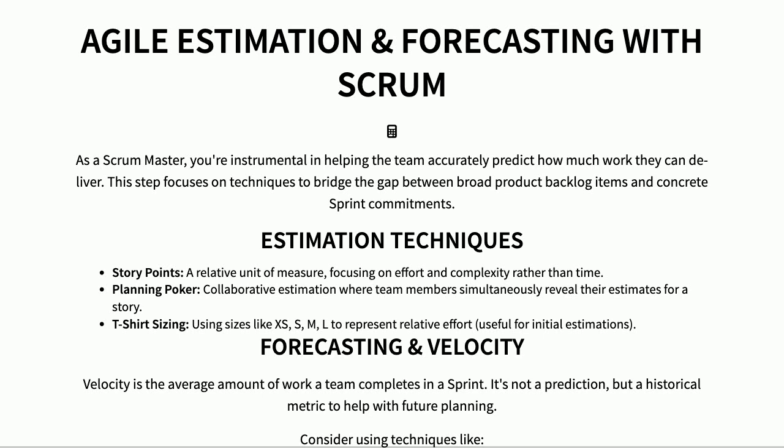Then we move on to forecasting, which isn't about predicting the future, but using their historical velocity, what they've consistently delivered over time, as a guide for planning upcoming sprints. Techniques like rolling wave planning and burn down charts are really helpful in that process, letting them see how much work remains and adjusting plans accordingly.